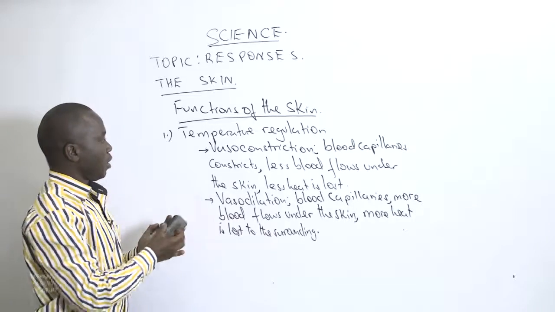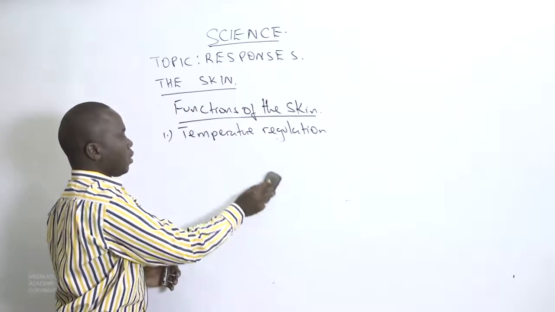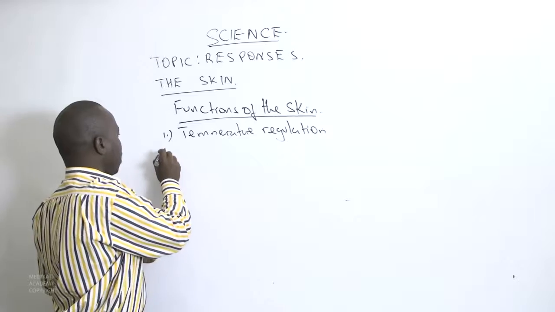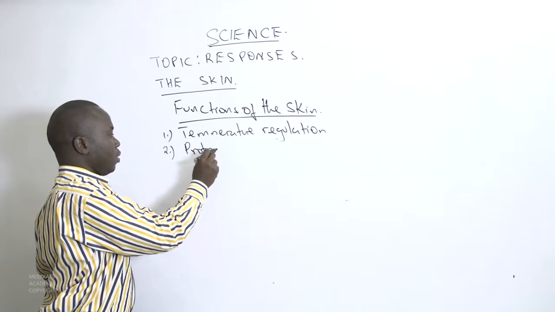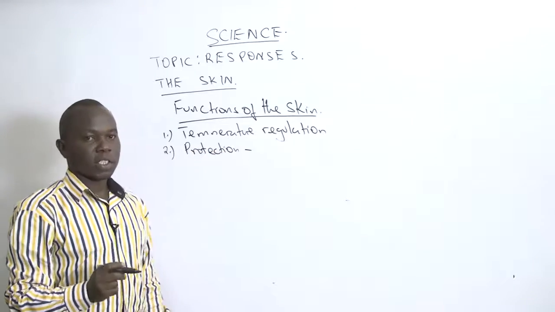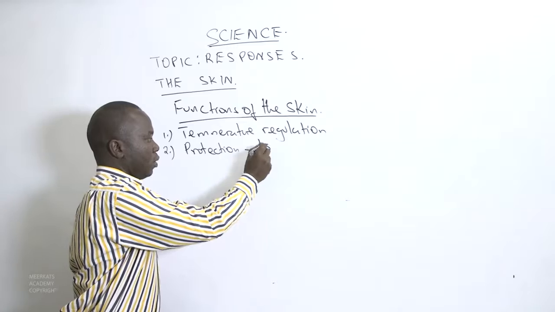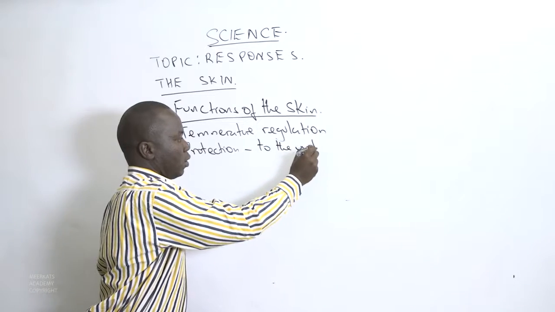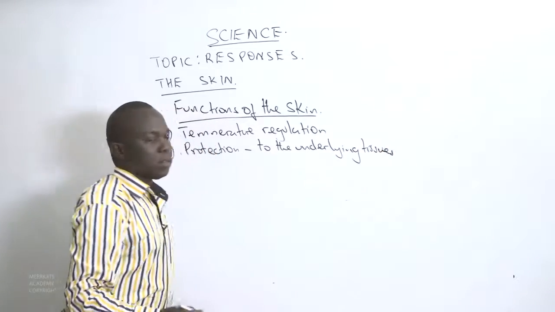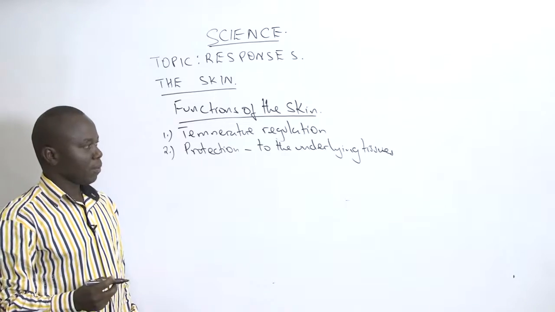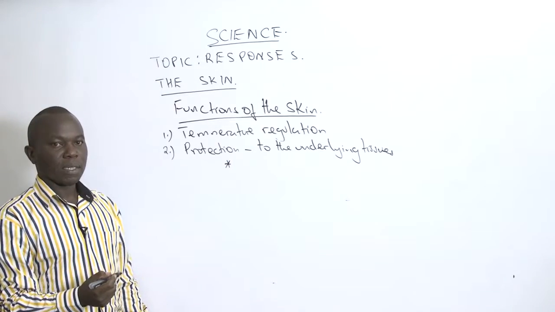The other function of the skin, number 2, is protection. It provides protection to the underlying tissues. Underlying tissues: we have cells, tissues, and even organs. So how this one happens is because of some structures that we shall see as we look at the cross-section of the skin.